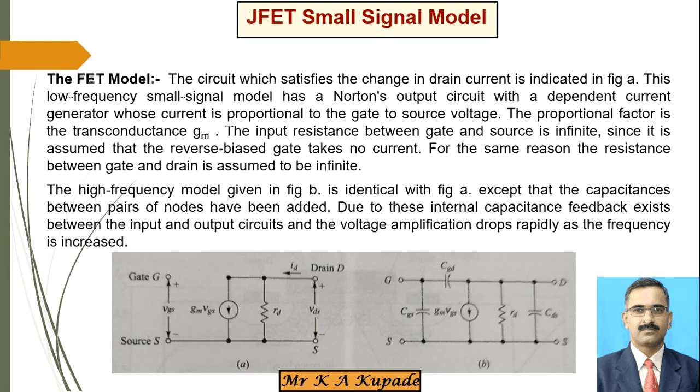Now the important thing of this small signal model. See, here I already said that to study this FET small signal model, we are again considering the FET as a common source amplifier. That means the biasing resistor is also considered, and that common source configuration figure is considered to study this. Now in this circuit, the one which satisfies the change in the drain current is indicated in figure A.